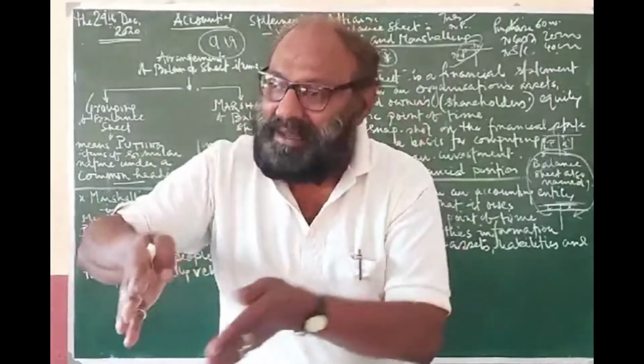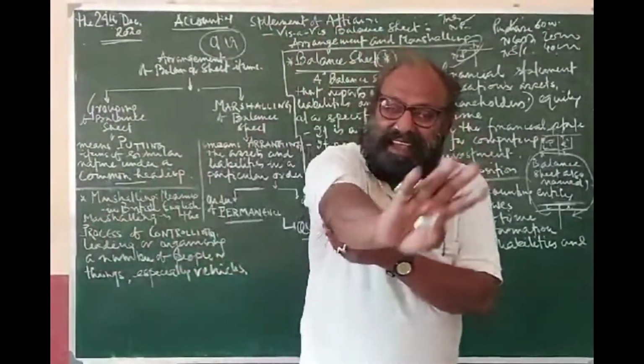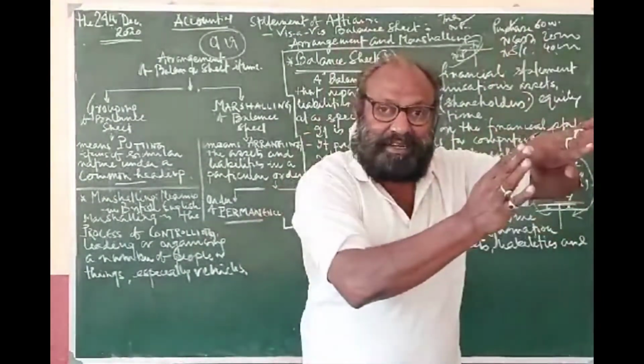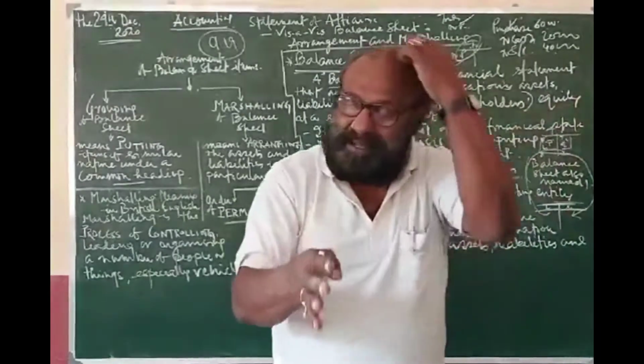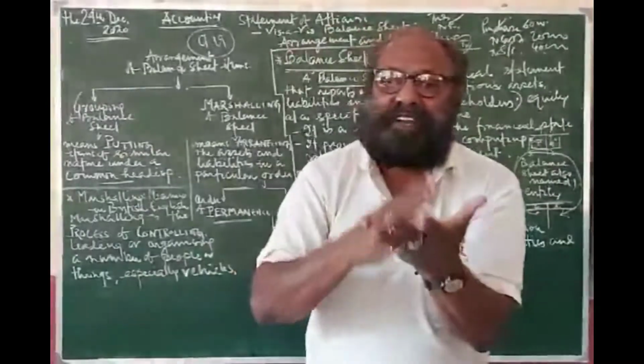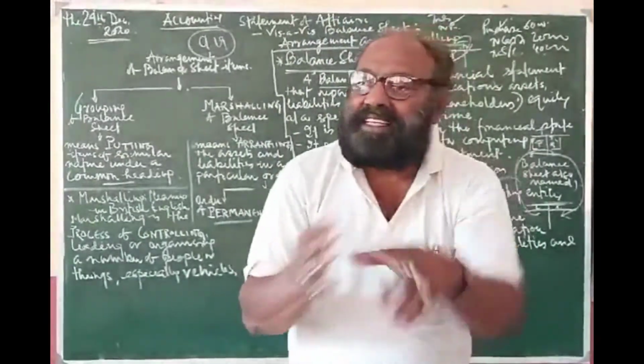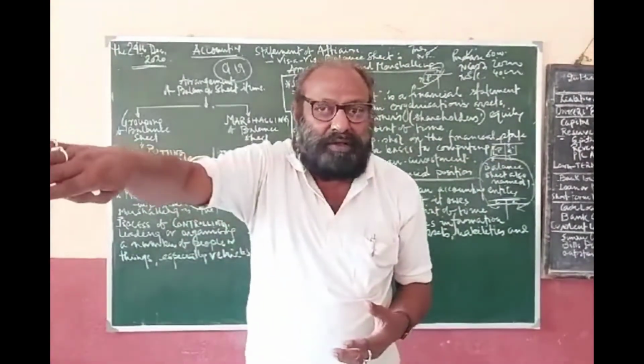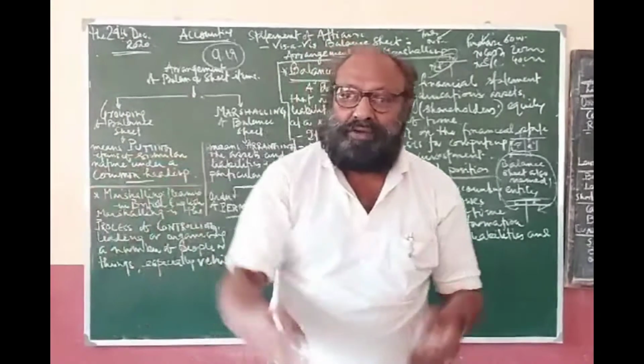And obviously the items are assets and some liabilities. So it is a statement of assets and liabilities. Alternatively, I say a balance sheet is a statement of some assets and liabilities, assets owned by the organization or liabilities owed by the organization. So this is the statement.